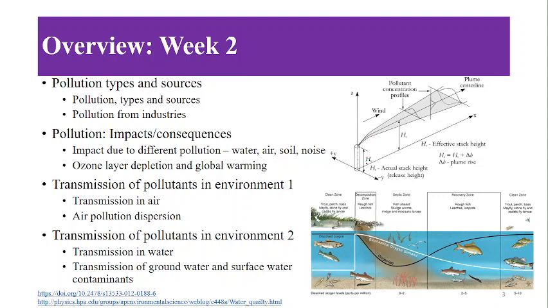For that we saw a model equation which gives us the height of the plume rise. So this is the actual height of the chimney, and plus the height of the plume rise, you get the effective height of the stack. And next, in the transmission in water, so how the pollutants are transmitted from the source to the species living in the environment, that was discussed.